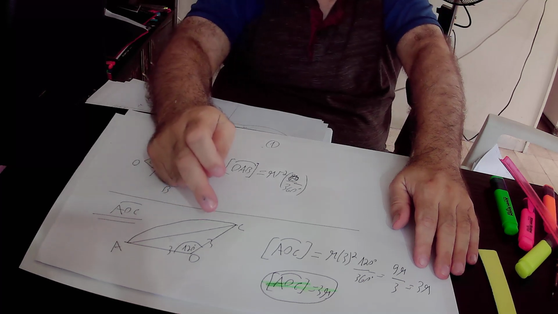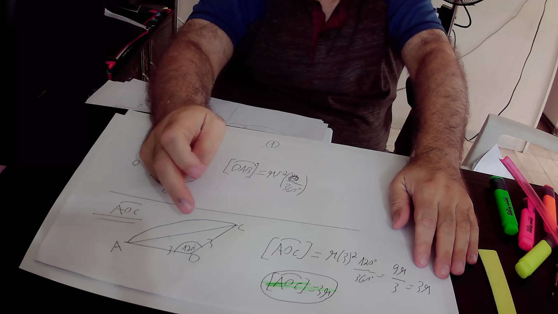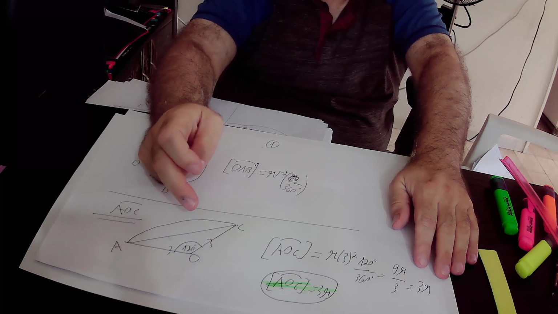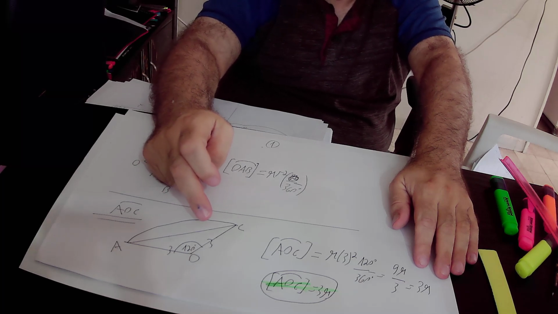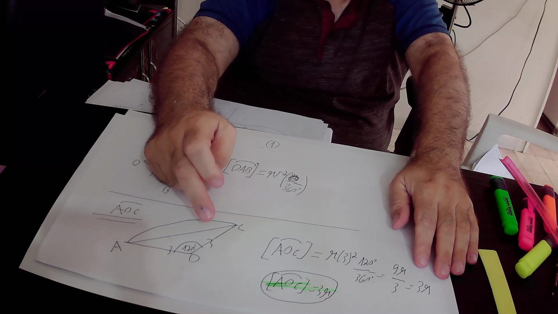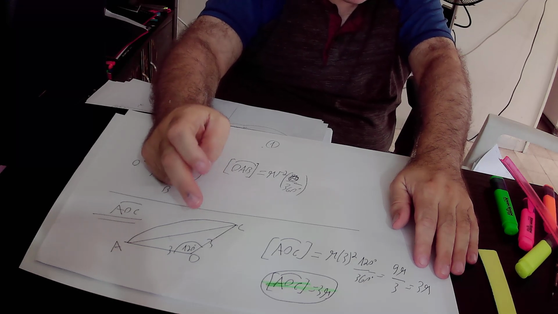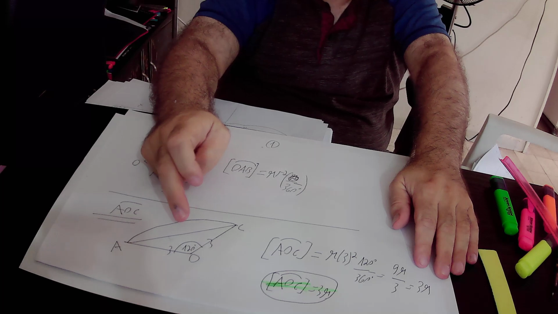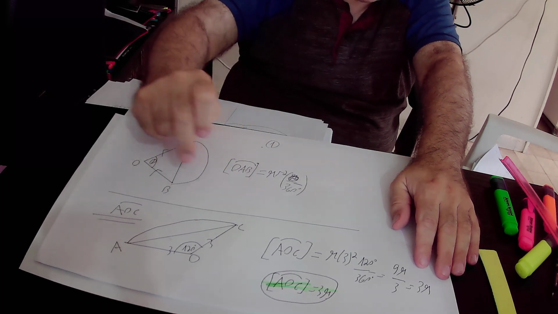AO equals OC equals 3 units. They are the legs of sector AOC, and they are also the radii of the circle that contains the sector. So the radius of the circle or the semicircle that contains the sector equals 3 units. And the angle between the legs of sector AOC equals 120 degrees. So theta equals 120 degrees.